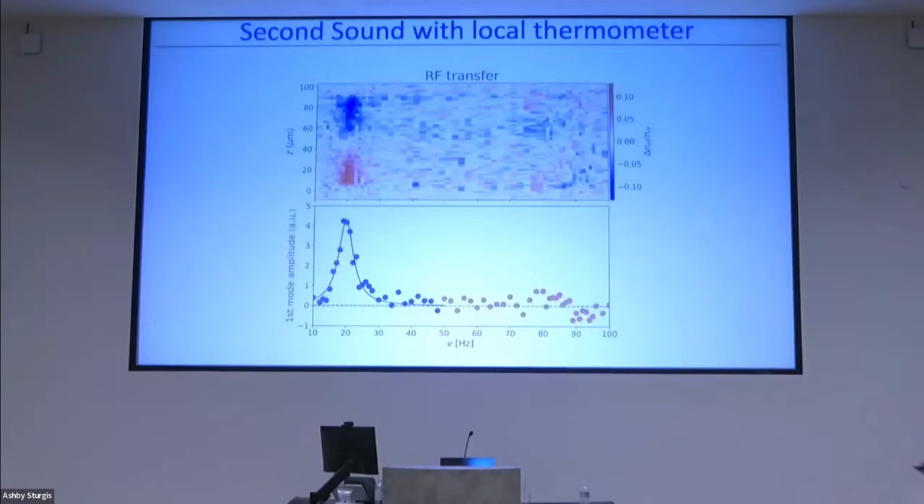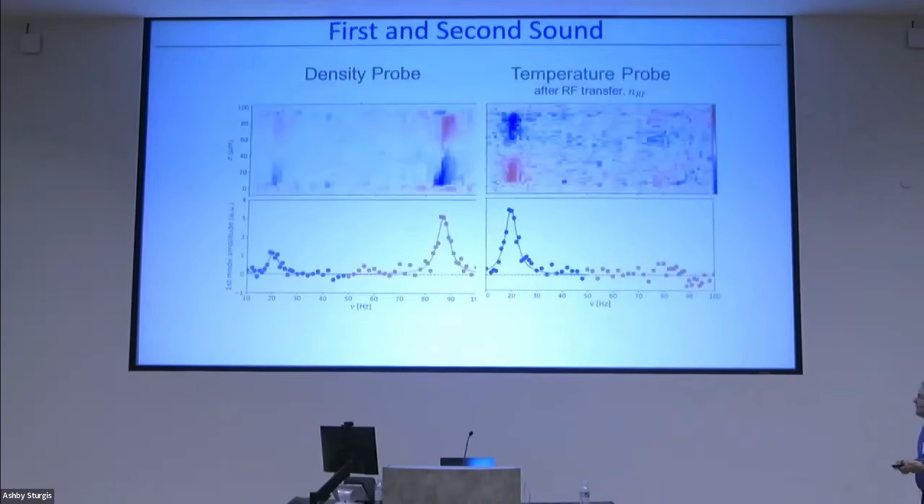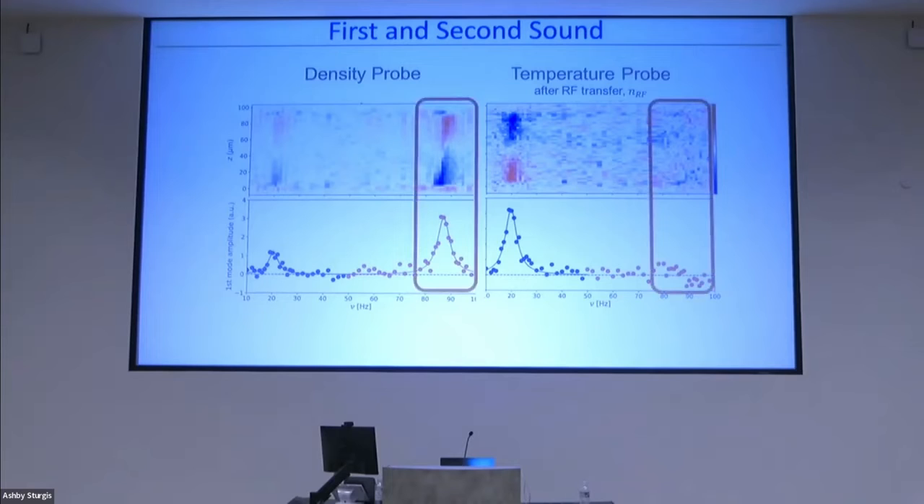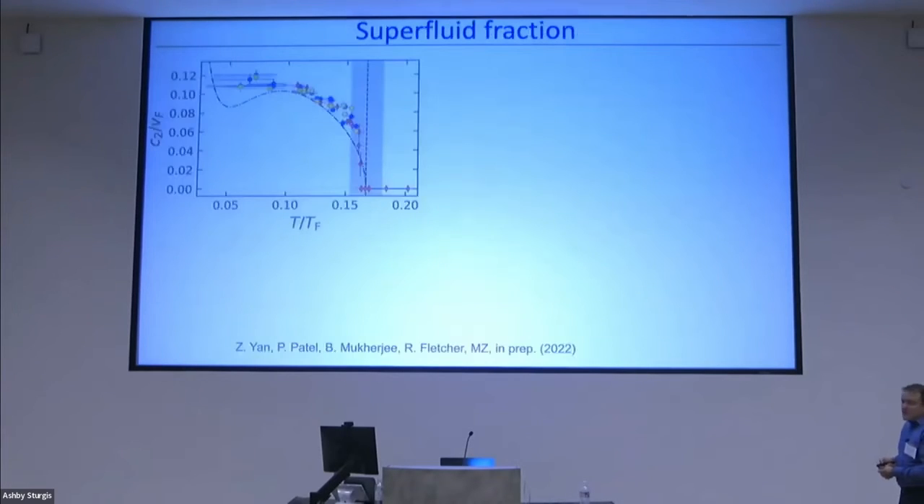So as we do this, we now see, boom, there is a crazy peak in the second sound mode, and basically nothing responding in the first sound. So they're shown side by side. We obtained these graphs, in fact, in the same experiment. The first sound and the second sound side by side. That gives us the superfluid density directly extracted from the speed of the second sound.